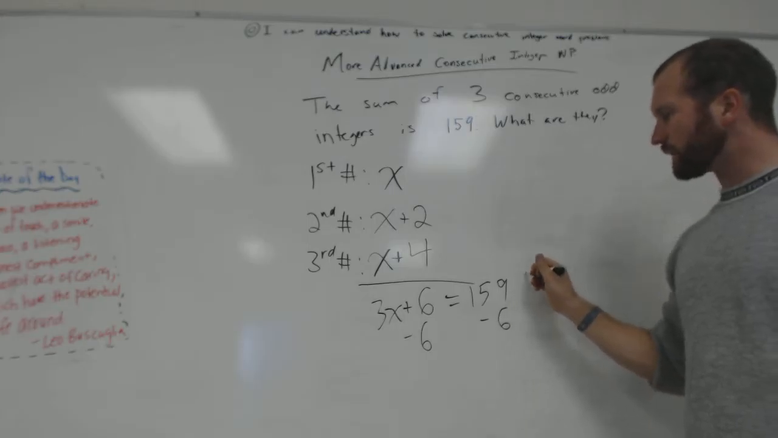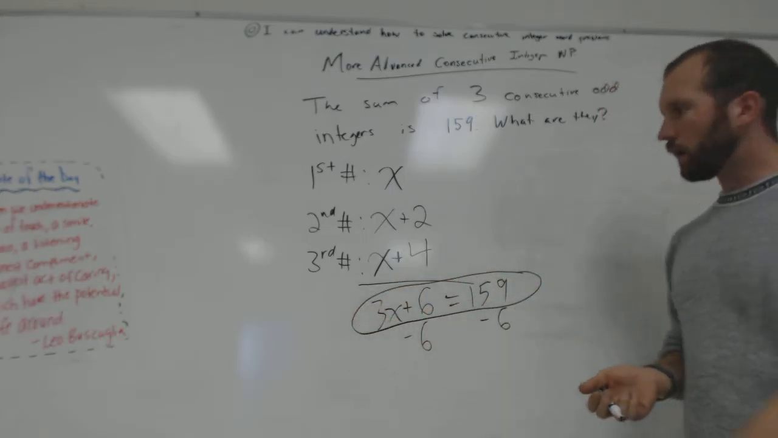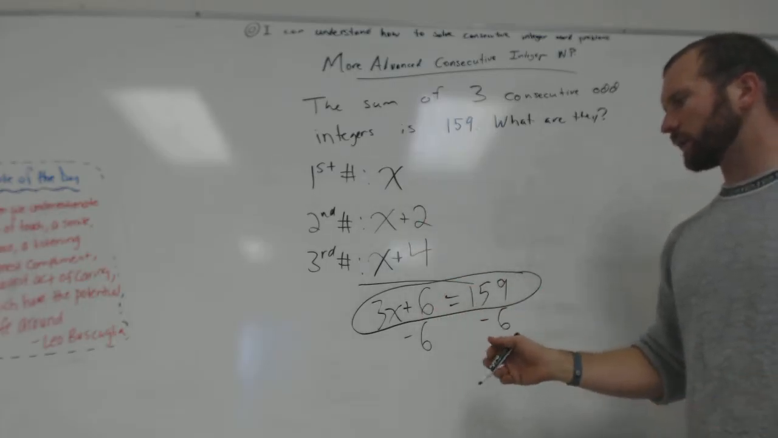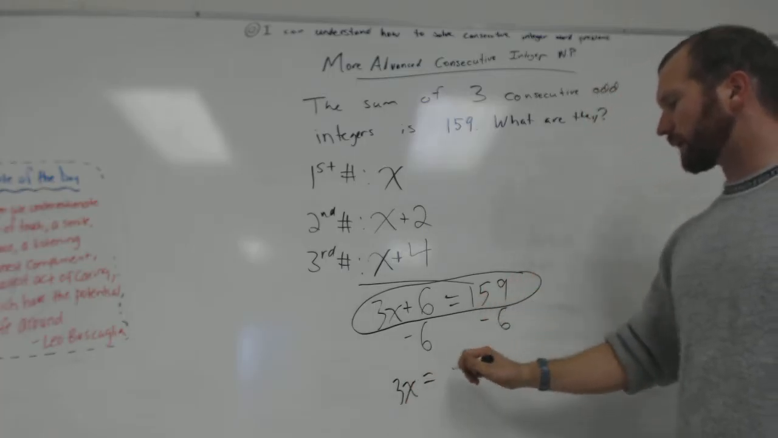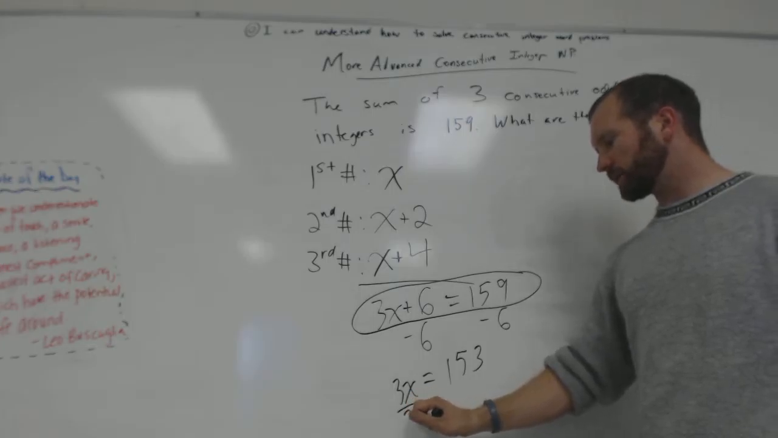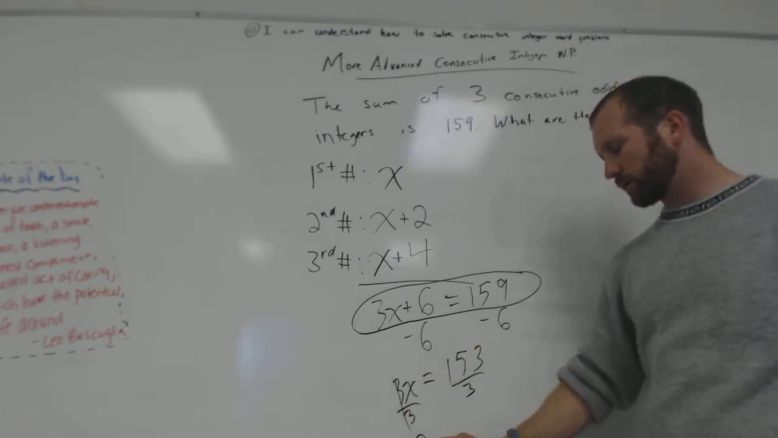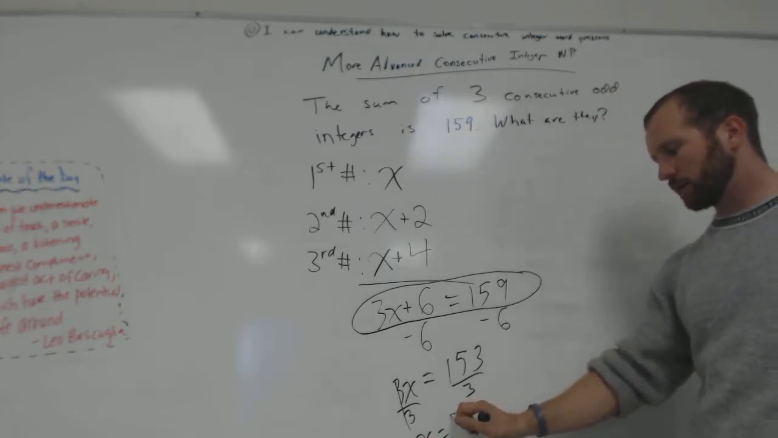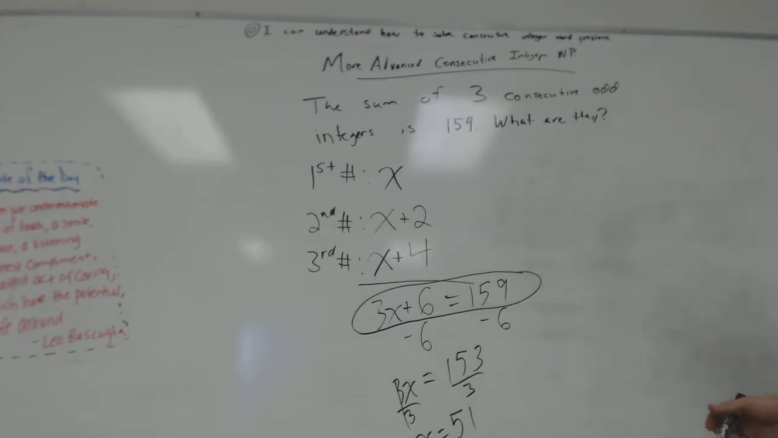Isn't it amazing how fast we got this equation? All we have to do is sum this up equals 159. And now I'm already solving it. 3x equals 159 minus 6 is 153. Divide both sides by 3. 3x divided by 3 is x. 153 divided by 3 is 51.